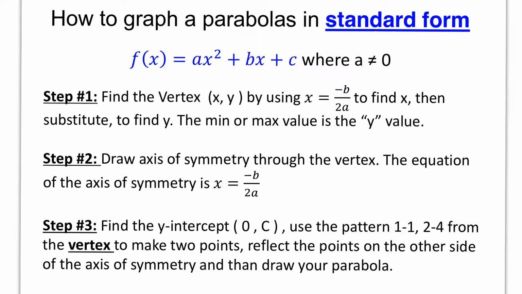But just quickly, when you guys want to graph a parabola in standard form, you must know which one is your A value, B, and C. Step number 1, you're going to find your vertex. Step number 2, you're going to draw the axis of symmetry through the vertex. And then step number 3, we need to find the y-intercept. We are going to use a pattern. We are going to graph 2 points from the vertex and then reflect those points on the other side of the axis of symmetry. So let's go ahead and try an example.